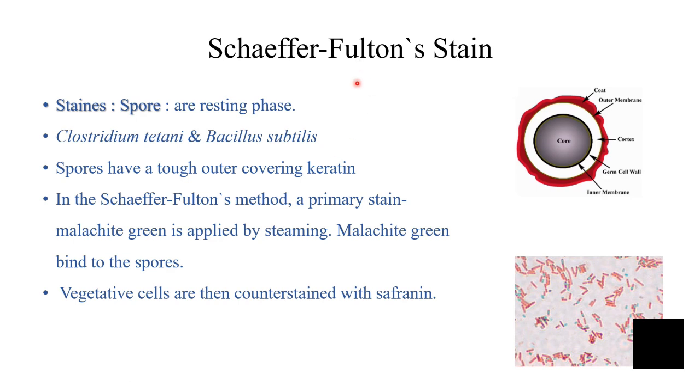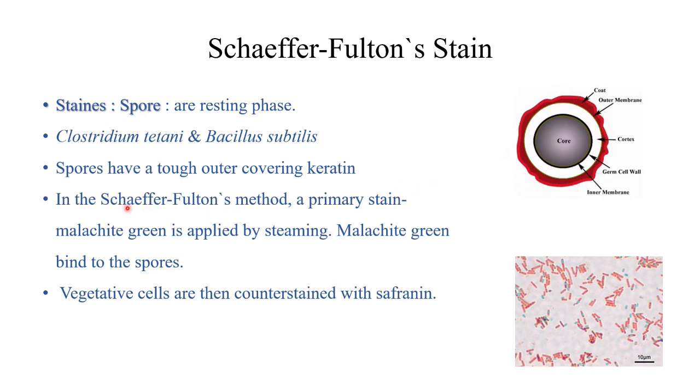Schaeffer-Fulton stain. We stain the spores of bacteria. That is, spores are the resting phase of bacteria. The spore-forming organisms are Clostridium tetani and Bacillus subtilis. We can do this Schaeffer-Fulton stain so that we can observe the presence of endospores in these bacteria. And spores have a tough outer covering called keratin.